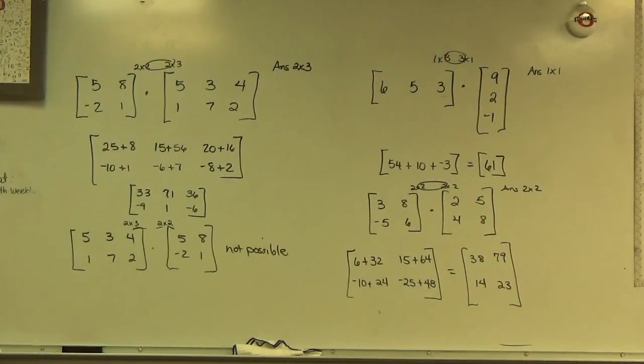Okay, so in your book, page 172, 13 through 18, you're just gonna state the answer if possible. The dimensions of your answer, that is. And then 19 through 26, you're gonna do your multiplications.